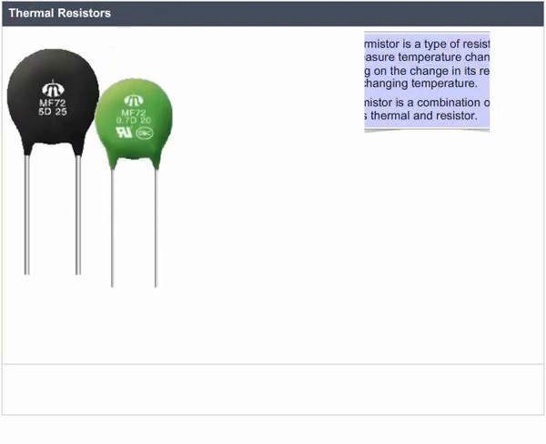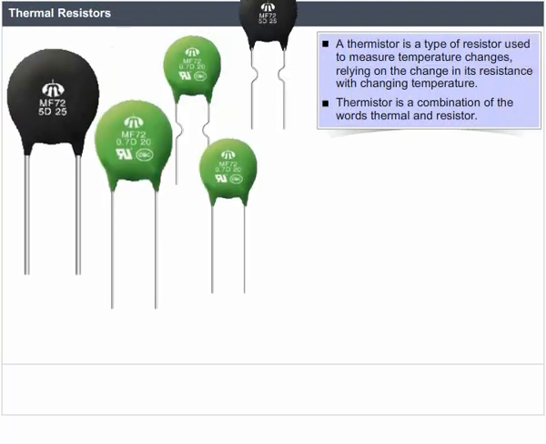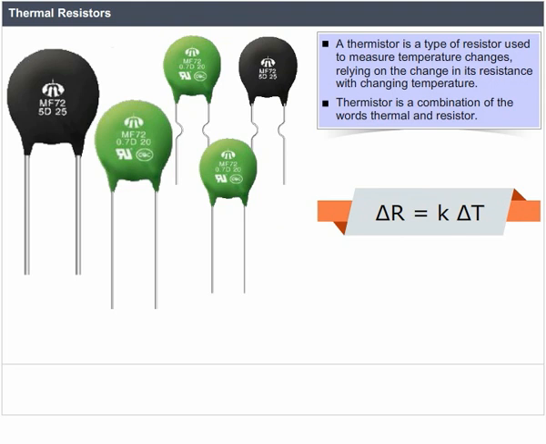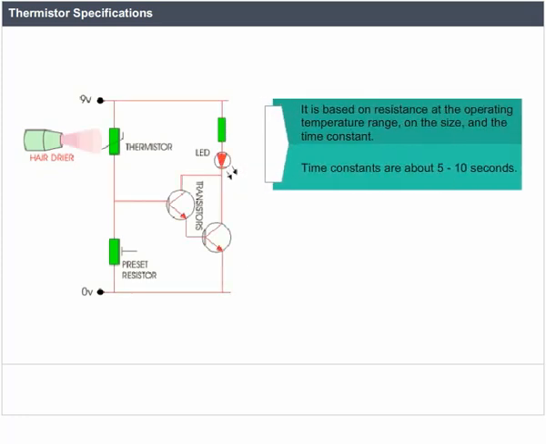Thermal resistors. A thermistor is a type of resistor used to measure temperature changes, relying on the change in its resistance with changing temperature. Thermistor is a combination of the words thermal and resistor. ΔR = KΔT, where ΔR is the change in resistance and ΔT is the change in temperature. Thermistor specifications. It is based on resistance at the operating temperature range, on the size and the time constant. Time constants are about 5 to 10 seconds.